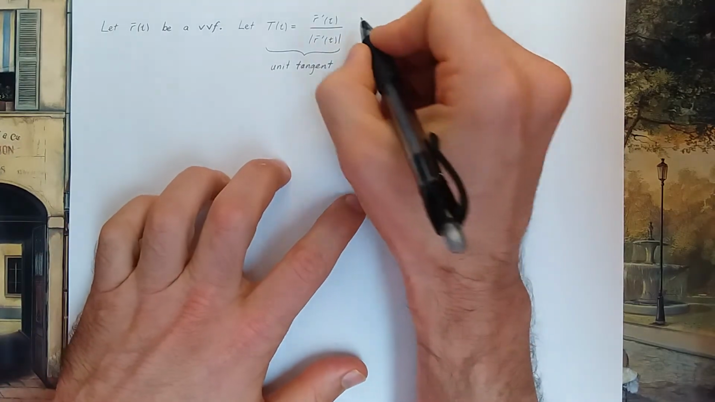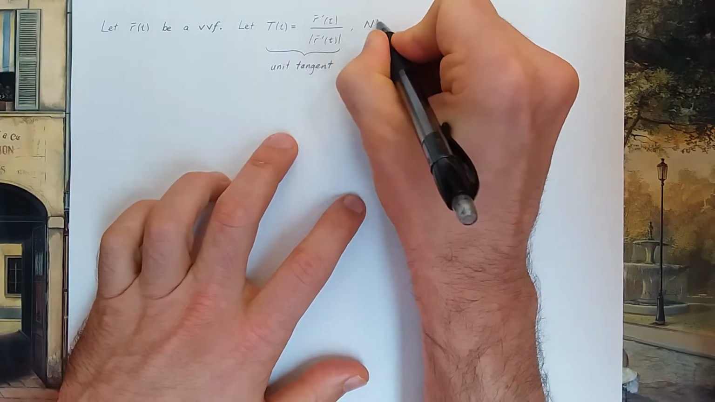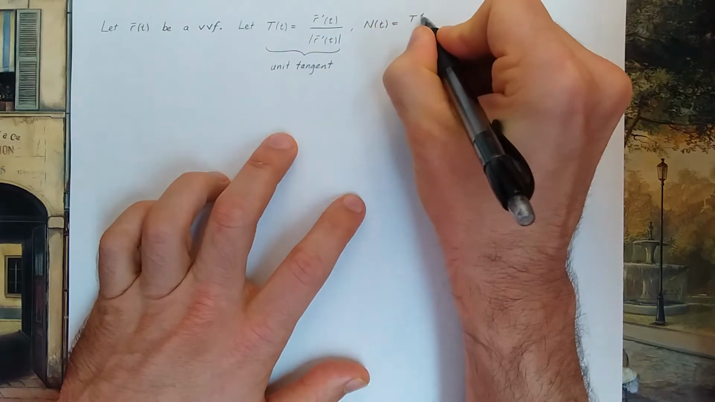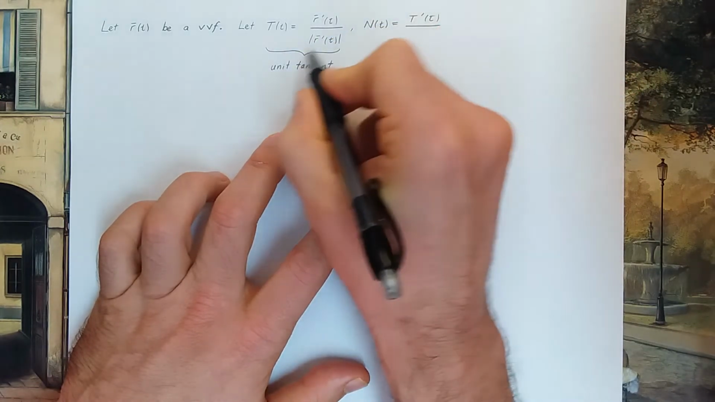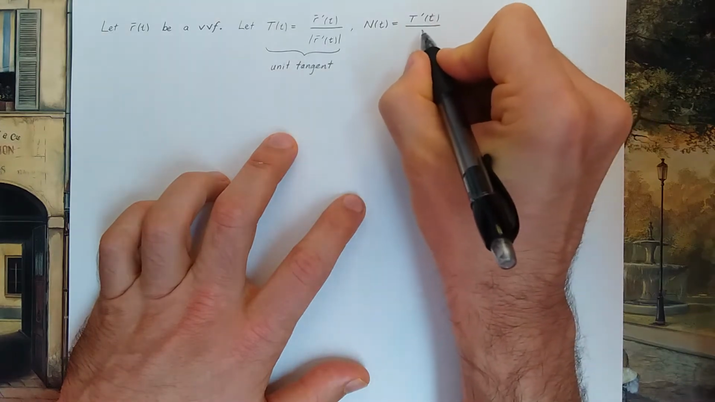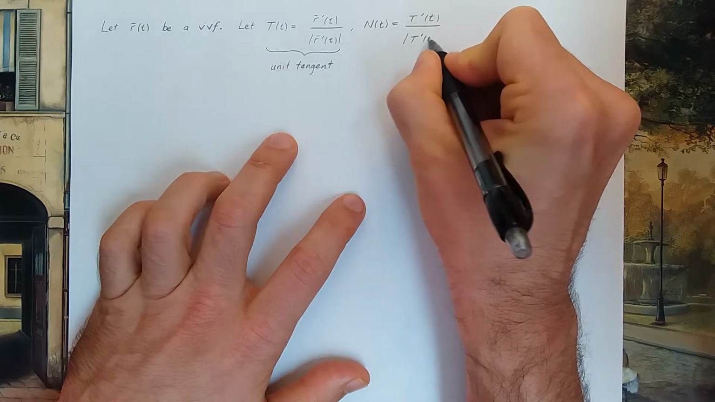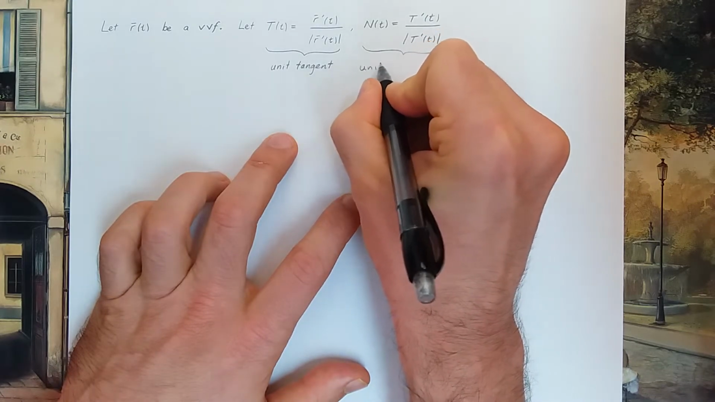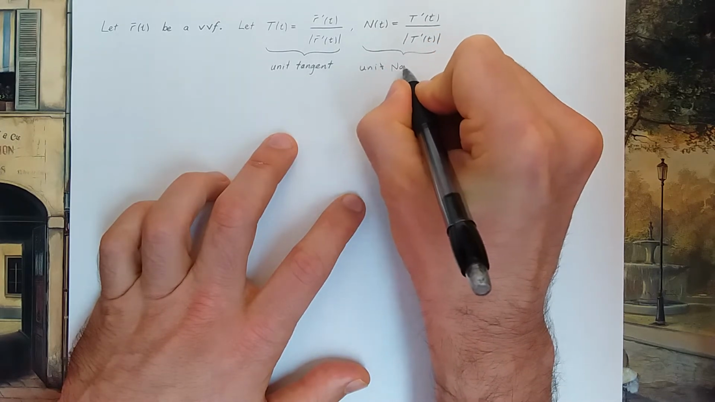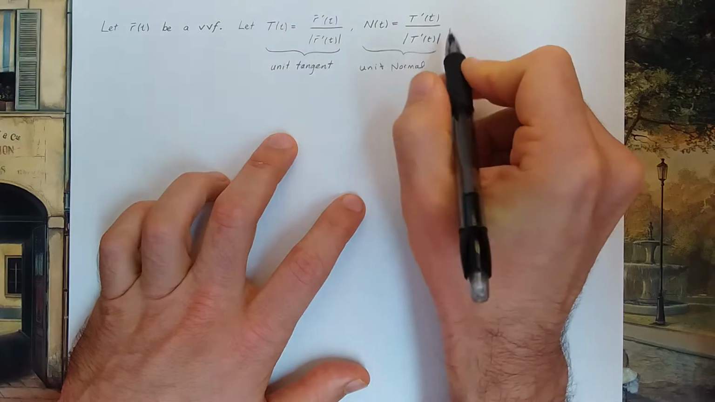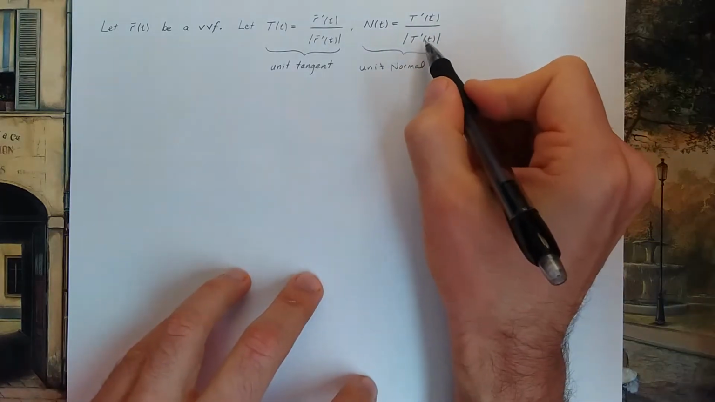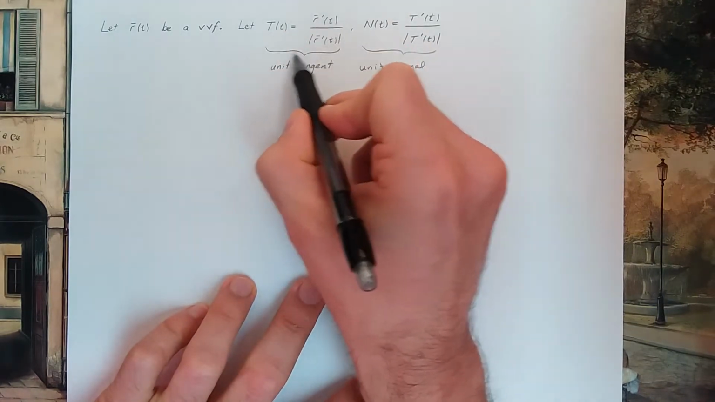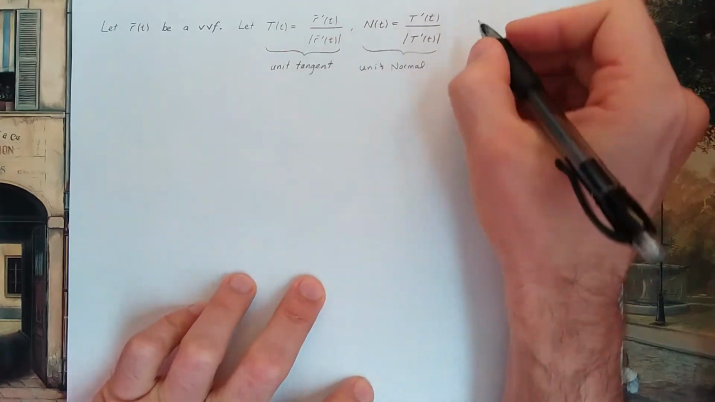to your curve. We're going to define capital N of t to be the derivative of this function, the derivative of your unit tangent, divided by its length. This is known as the unit normal vector. And later we'll describe why the unit normal vector is always at a 90-degree angle with the unit tangent vector. So we'll show that later.